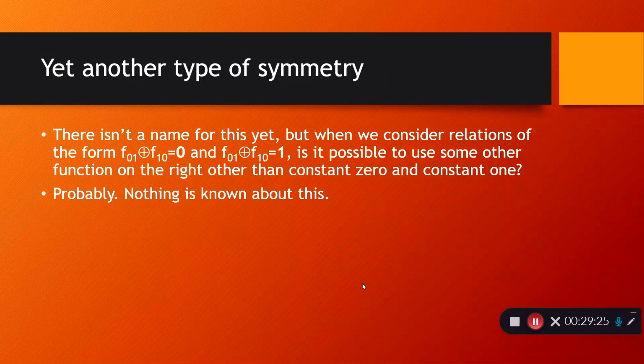And now for yet another type of symmetry. I haven't figured out a name for this yet, but when we consider relations of the form F01 XOR F10 is equal to the 0 function or equal to the 1 function, is it possible to use some other function on the right other than constant 0 and constant 1? I've done a little poking around with this, and my answer to this is probably yes. But other than that, nothing is known about it.